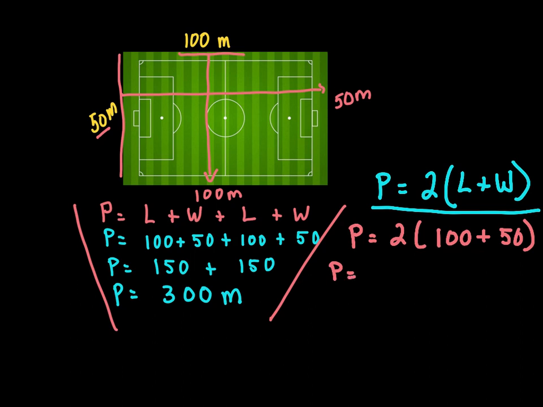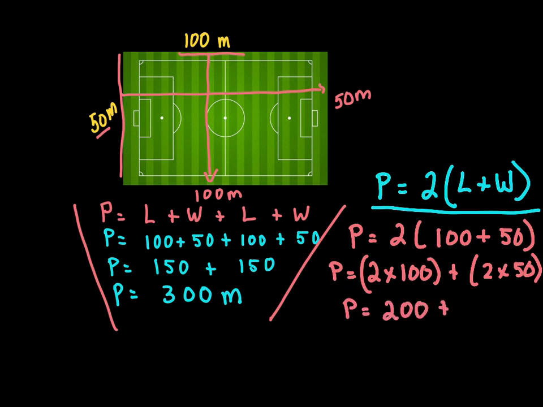P is equal to 2 times 100 plus 2 times 50. And what do we get? Well, let's continue. P is equal to 200 plus 2 times 50. That's another 100 over here. And we're going to get P is equal to 300 meters. There we go. 2 different formulas to solve for perimeter.